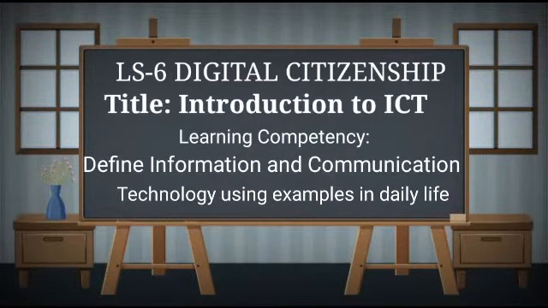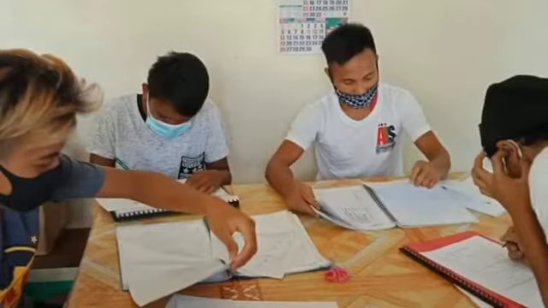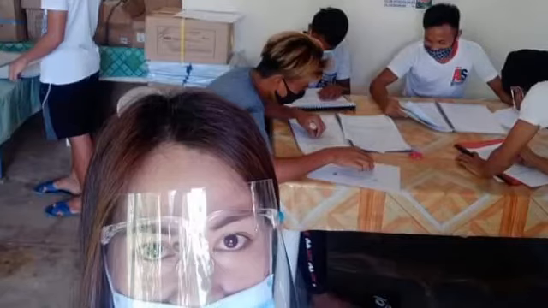And for today's topic, let us learn on Learning Strand 6, Digital Citizenship, with a learning activity sheet titled Introduction to ICT. Learning competency: define information and communication technology using examples in daily life. Learners, are you ready? Get ready your modules and ballpens so that you can follow. School learning level: junior high school.